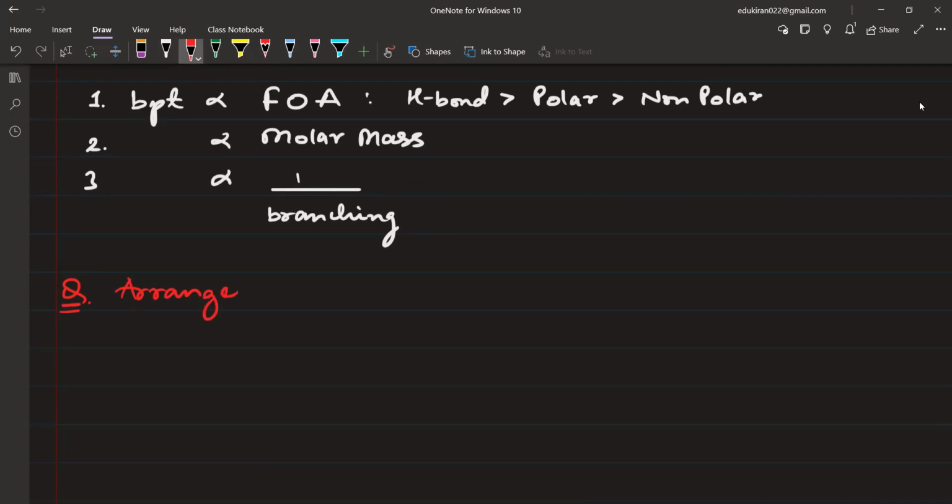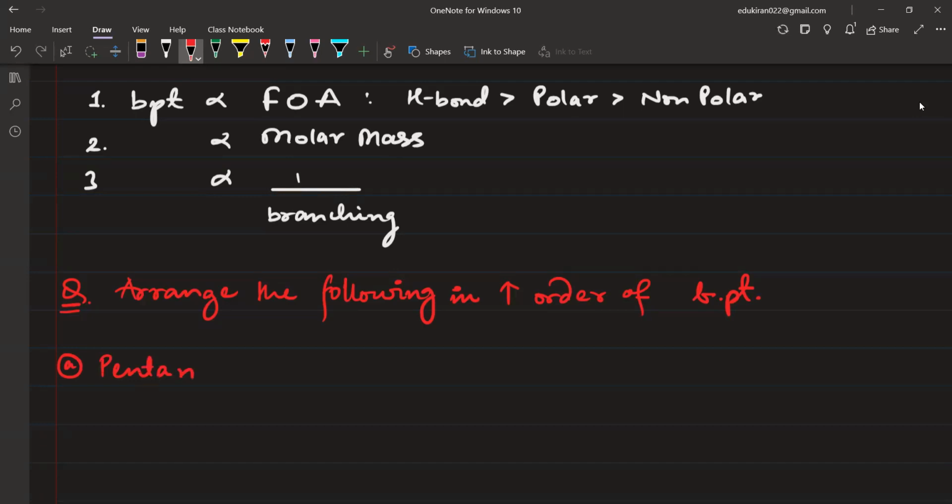Arrange the following in increasing order of boiling point. A is pentan-1-ol. B is n-butane. C is pentan-1-al. D is ethoxyethane.